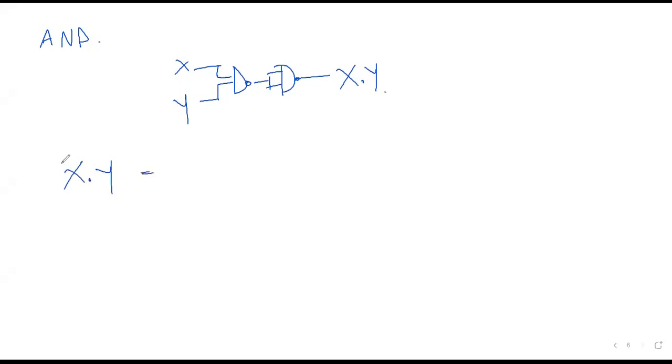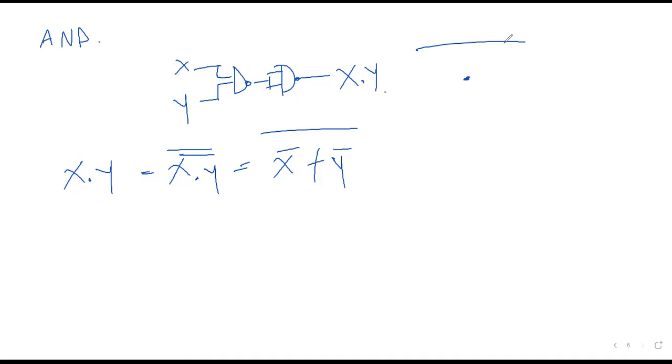If I apply De Morgan here, I can do this. This is the same as X, Y, 2 bars. This is the same as X bar plus Y bar. On top of that, we have another bar. I need to get the AND operation and the NOT. I have the NOT already, but I need the AND.